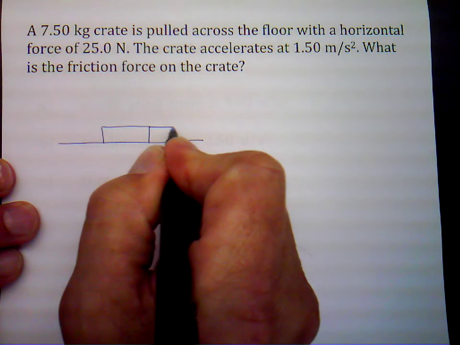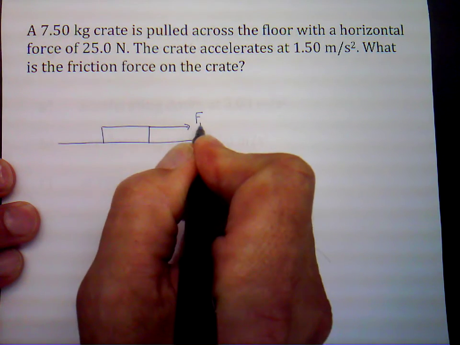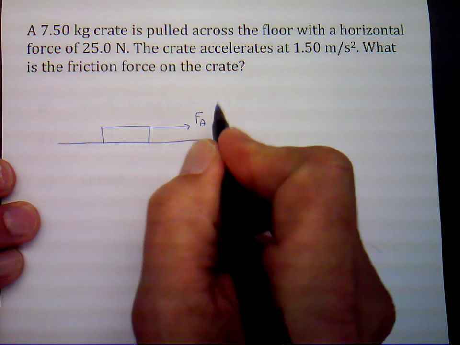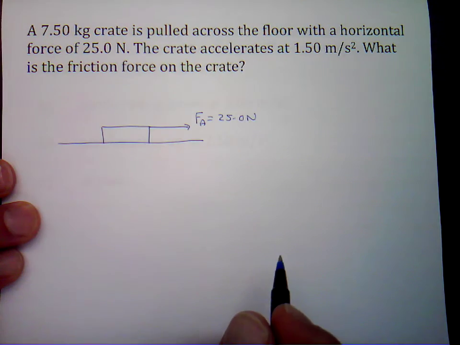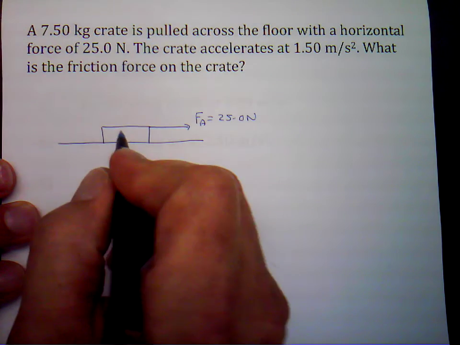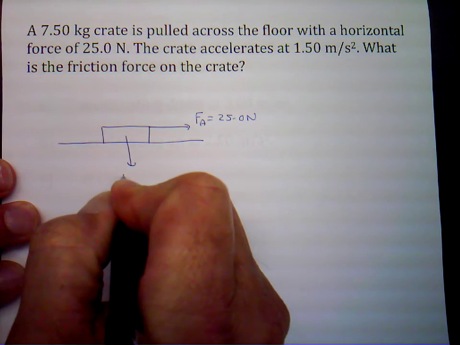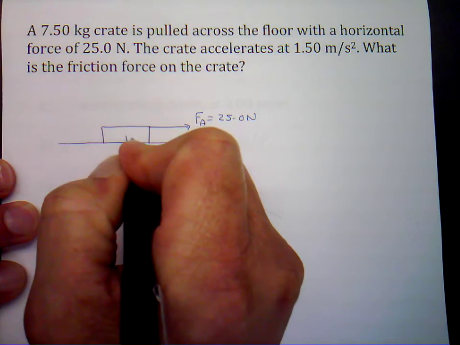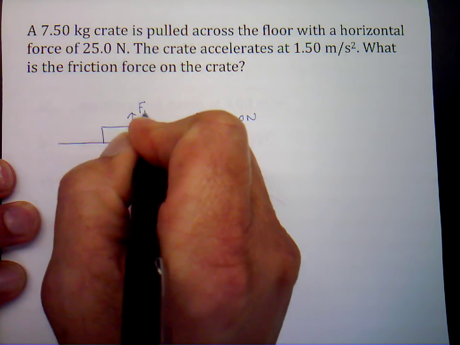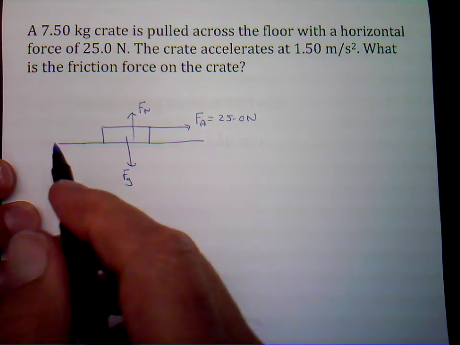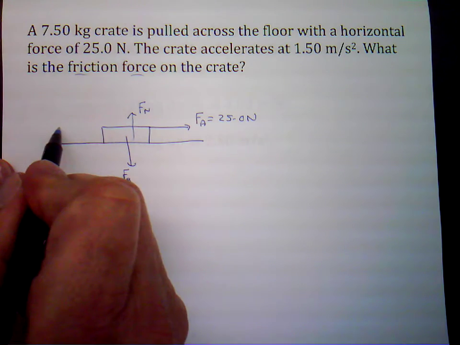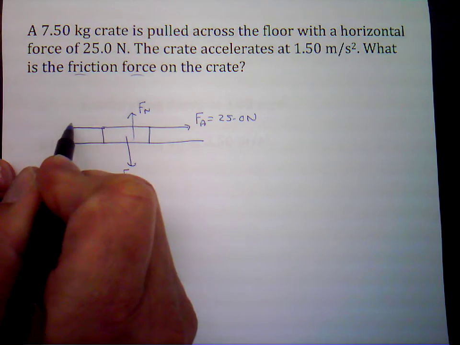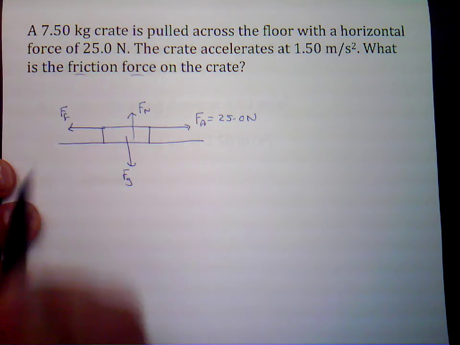We know that there is a horizontal force, we'll say to the right, call that the applied force, and that applied force is 25.0 newtons. The other forces that are acting on the crate are, of course, the force of gravity, which is always down, and we have the normal force that's acting on the crate that is up. Since we know there is a friction force, the friction force is always the opposite direction of motion, so the friction force will be to the left. So this is the force of friction.